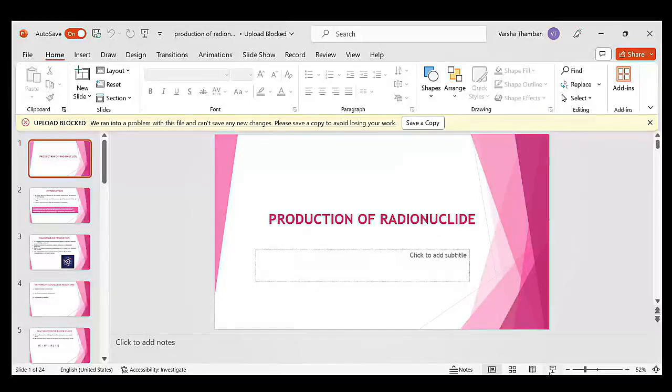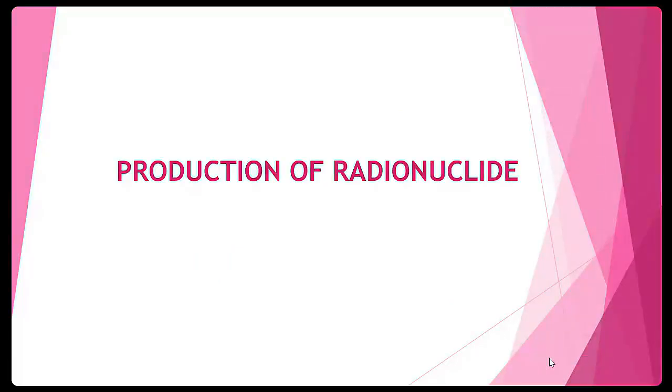How can we produce a radionuclide? So I'll share my screen. I hope my screen is visible. Now we have so many radionuclides and radiopharmaceuticals. To produce a radiopharmaceutical, we require a radionuclide. So how can we produce this radionuclide?